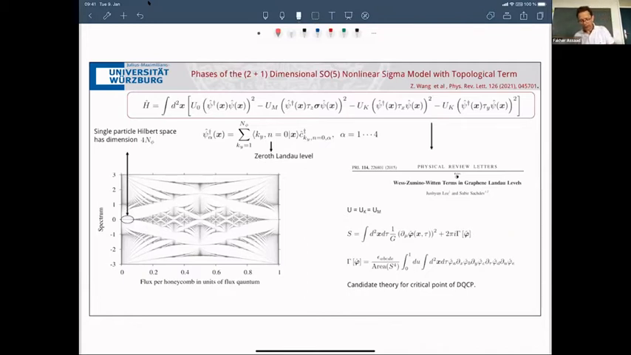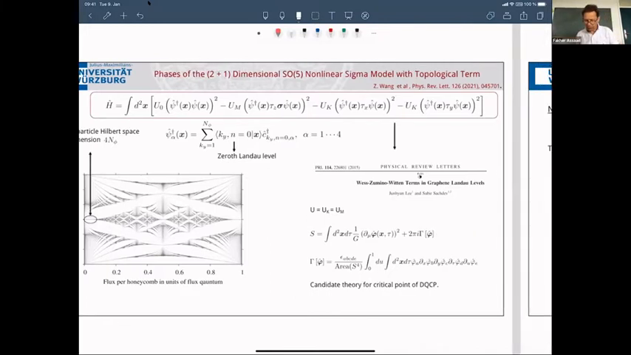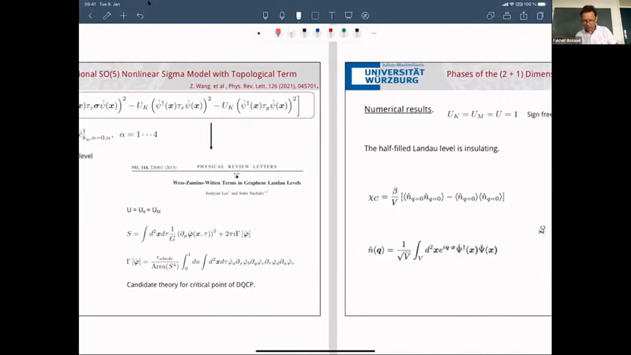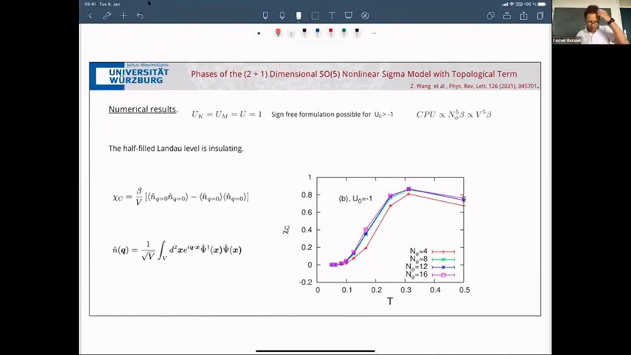So what is the result? I think I really should move on. You can tell me to stop. But yeah, so the result is the following. Again, the results are interesting but ambiguous.